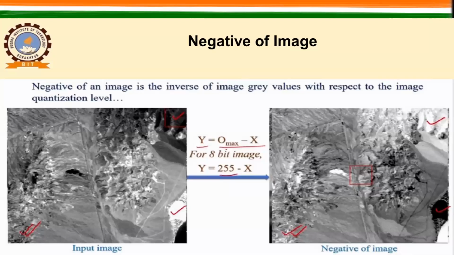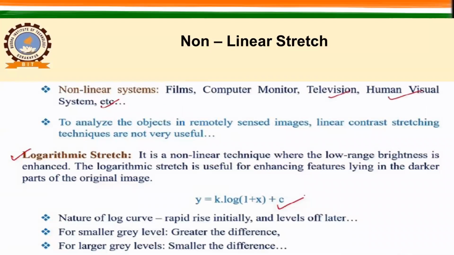So what we do, then, until now we were going for linear stretching. Then we'll go for the non-linear stretching. And in the non-linear stretching, there are a few good examples like films. In films, you can see the contrast, and then computer monitors, you can see all the lines, boundaries, edges very clearly. That means it is giving you good contrast, good contrast in terms of a non-linear system. And then television, the human visual system. These are very good examples of non-linear systems.